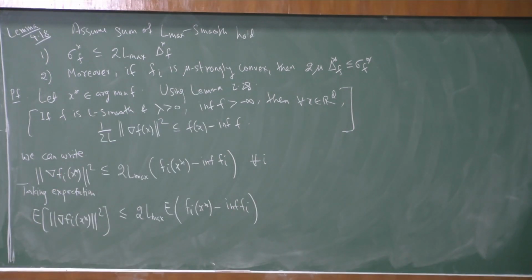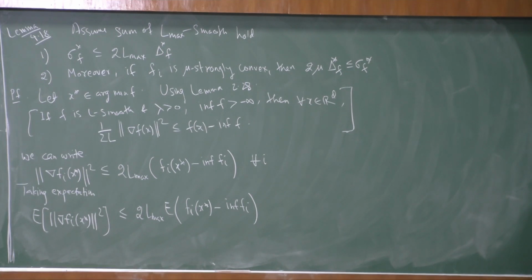So sigma star f, we are thinking of sigma star f. In fact, what we have seems to be the other way around. Sigma star f is defined to be the variance of grad fi(x star). So the left hand side should be variance. I think I have made some mistake in the calculation here. Sigma star f is this.